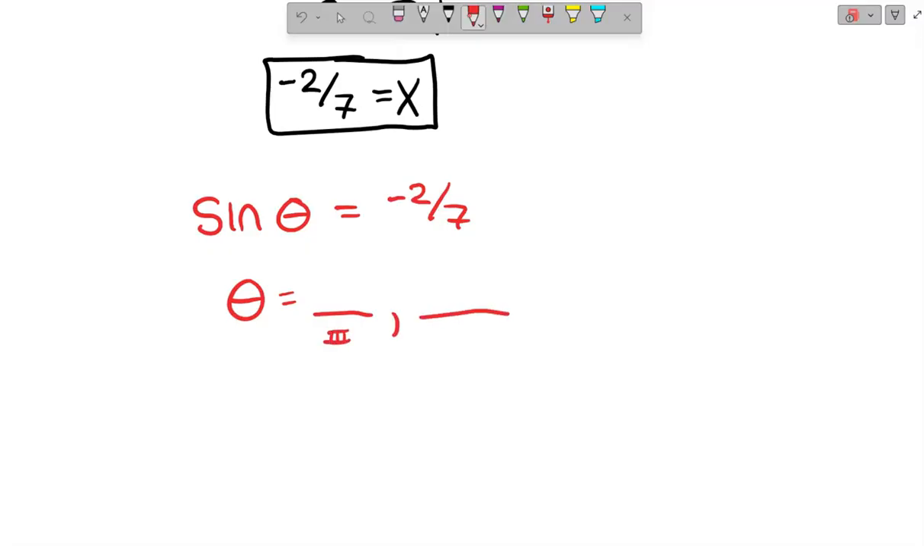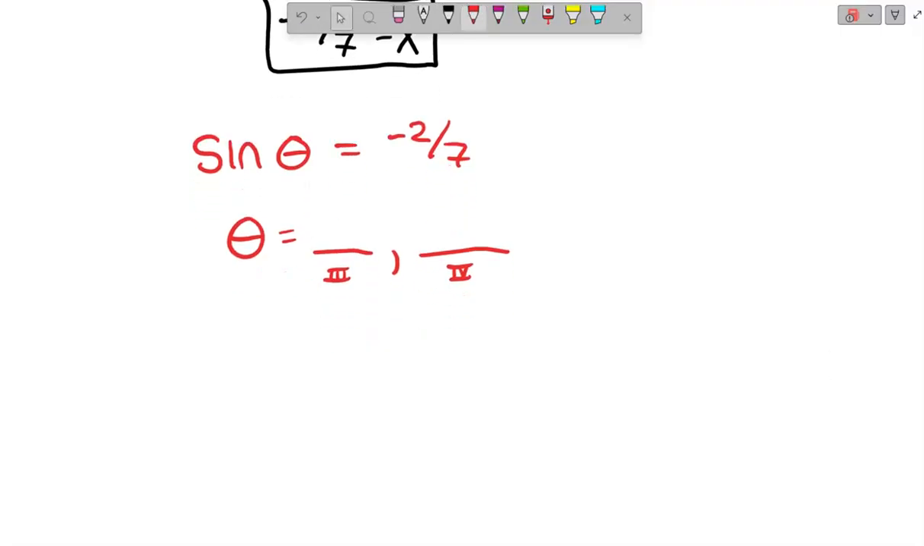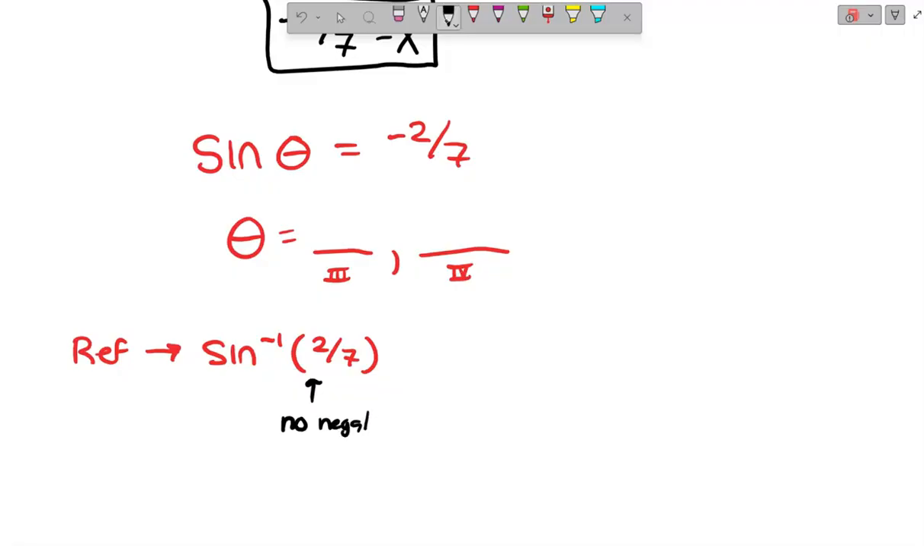So my first answer will be quadrant 3. My second answer is quadrant 4. We're now going to need to figure out the reference angle, and this is where the calculator is going to play a crucial role. We're going to do inverse sine of 2/7. Notice there is no negative written here, okay? No negative. Because we've already accounted for the negatives by identifying the quadrants where these answers are. And whenever you remove the negative sign, the calculator is always going to give you the quadrant 1 answer. And the reason why you want that is the quadrant 1 answer is your reference angle. That's why we want to do this.